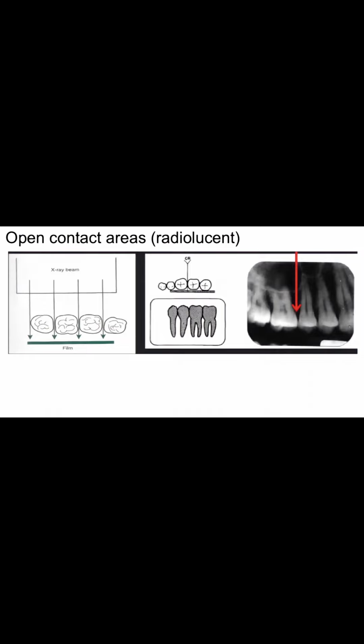X-ray beams should be perpendicular to the film, so that when looking at the image on the film, you can see some radiolucency interproximally. This means that those areas of the X-ray can pass through easily and there's no structure in between.